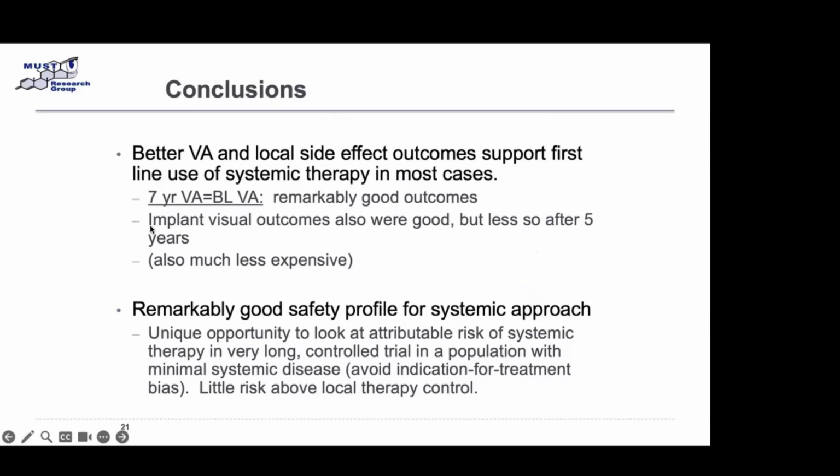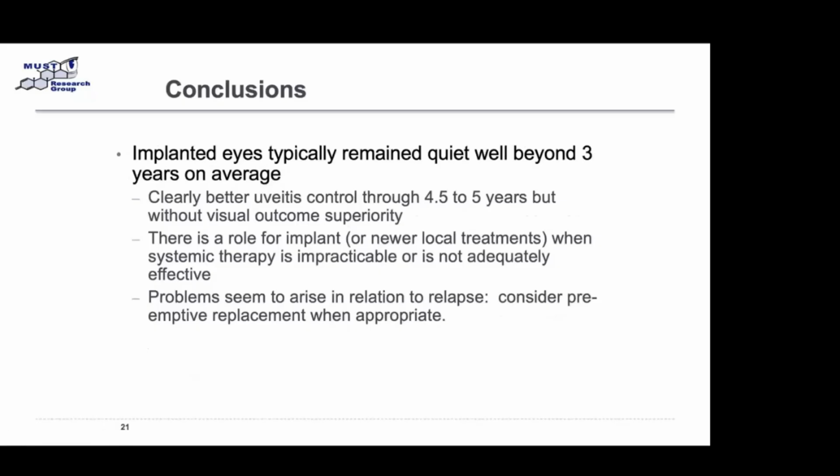But we should remember the implant outcomes were good, and for the ones where the systemic therapy fails, which isn't very many, but it's some, this was a good treatment. Unfortunately, this is being withdrawn from the market soon. And it was remarkable what a good safety profile there was for the systemic approach. And it was also remarkable that the implanted eyes remained quiet longer than was expected. So it was about 4.5 to 5 years to reach half relapsing, and 45% never relapsed in 7 to 10 years.